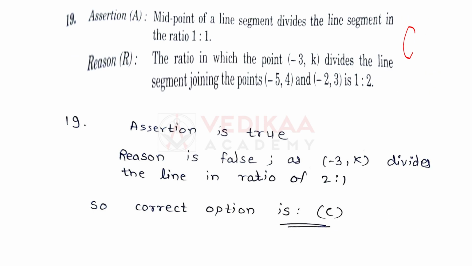Now assertion reasoning questions. First one: the midpoint of a line segment divides the line segment in the ratio 1:1. So the assertion is true here. The ratio in which the point (-3, k) divides the line segment, two coordinates were given, is 1:2. Here, if you use the section formula for the x coordinate, you can see that this particular reason is false, because it divides the line in 2:1, not 1:2. So the assertion is true and the reason is false. So the correct option is C.